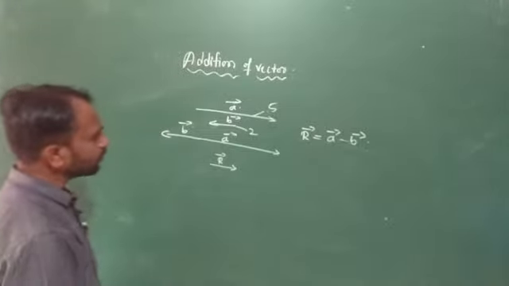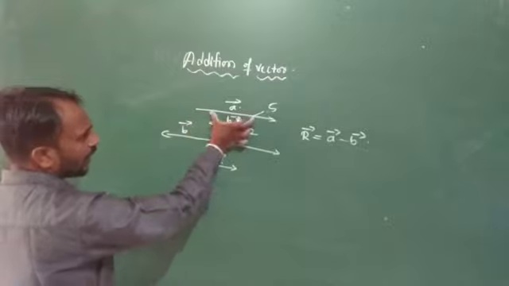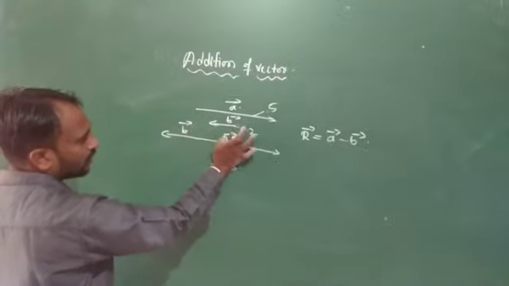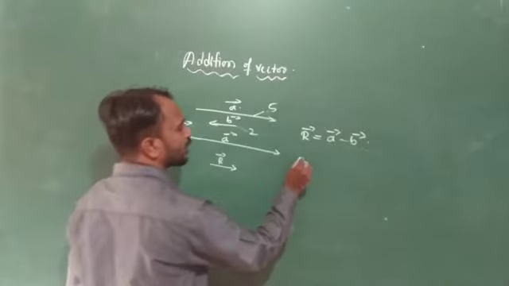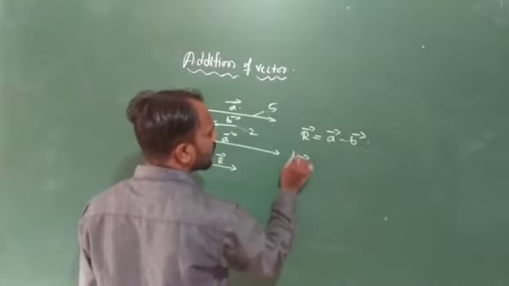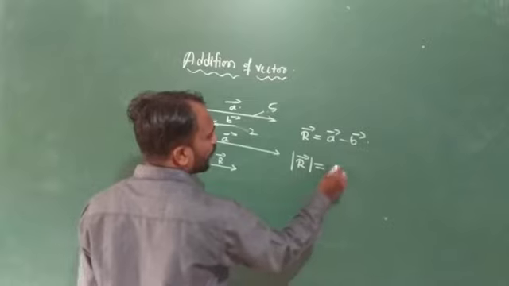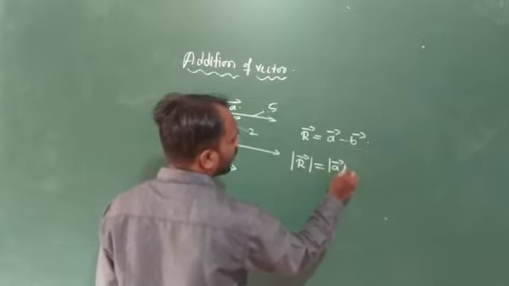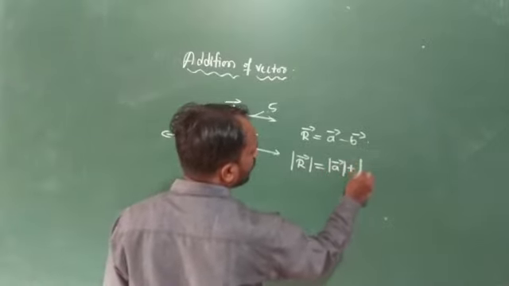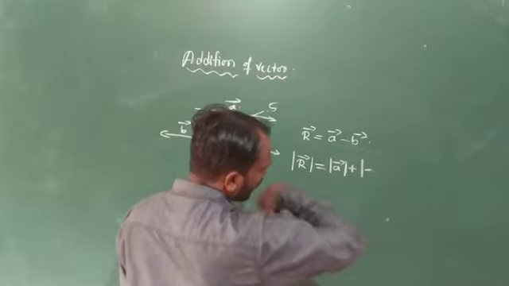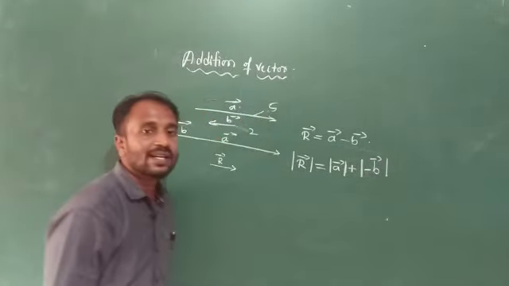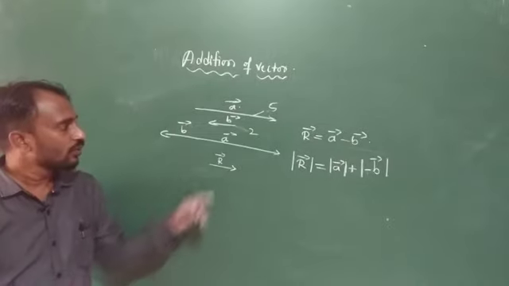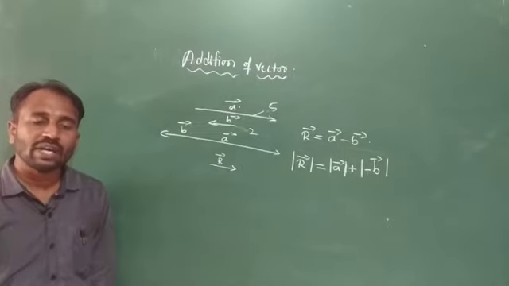In the same way, with vector A and vector B, suppose we want to calculate the magnitude of this resultant vector R. It is equal to modulus of vector A plus modulus of vector B, where the negative sign indicates the opposite direction to the first vector A.